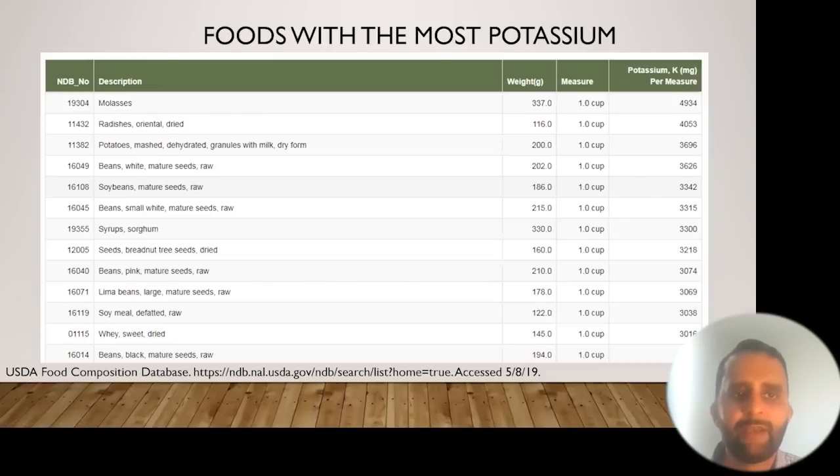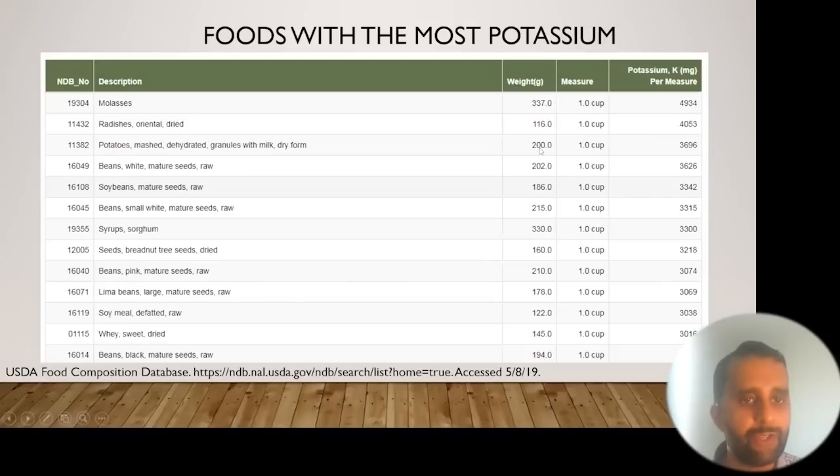And what you can see is that it's organized by cup. So in terms of cup, molasses has a large amount of potassium, but no, I don't think anyone eats a cup of molasses on a regular basis. More relevantly, if you go down the list, you see that the list then starts to be filled with beans for the most part. And if you're eating raw beans or seeds, you can run into this problem, but many people don't eat raw beans.